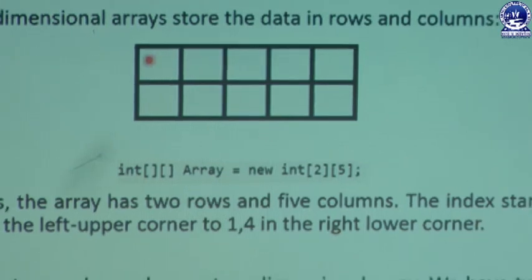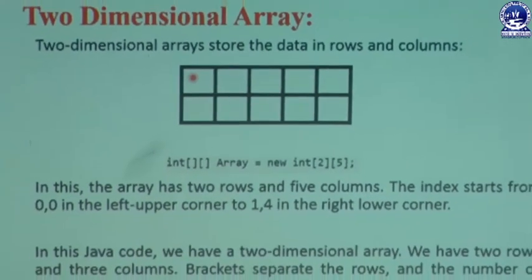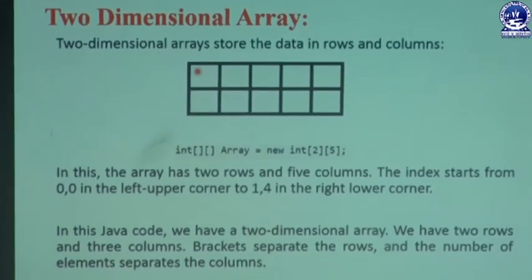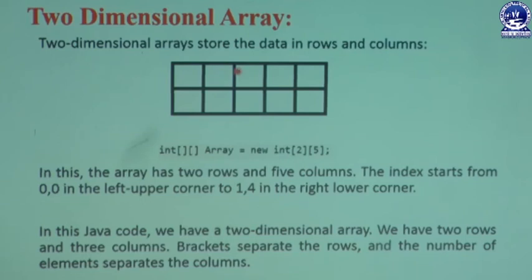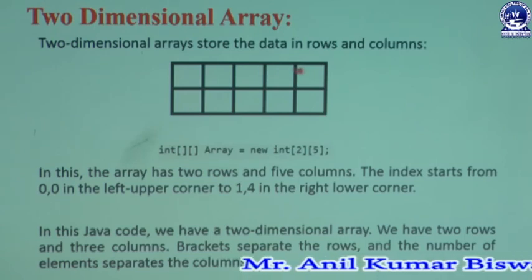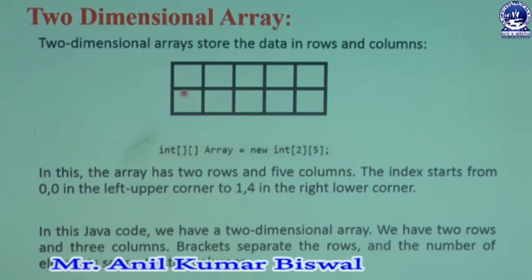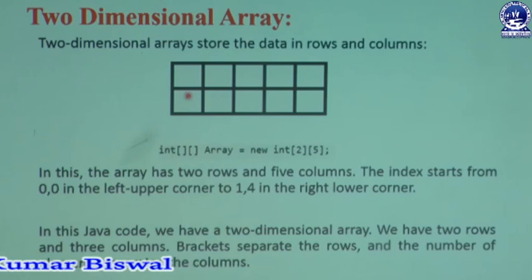We know that this is the location of 0 0, meaning 0th row and 0th column. Then 0th row, 1st column; 0th row, second column; 0th row, third column; 0th row, fourth column. This is 1st row, zeroth column. In this way we can represent our indexing in the 2D array concept.